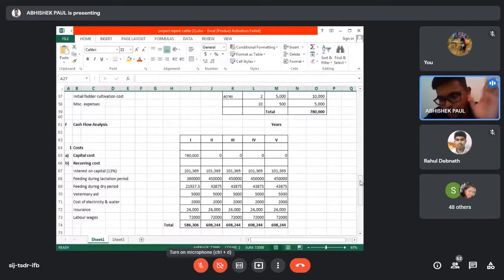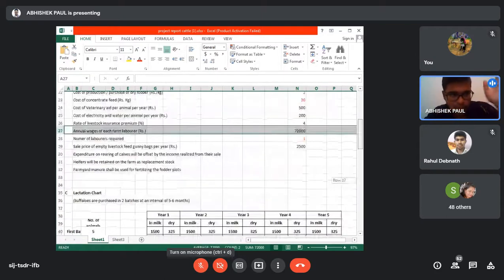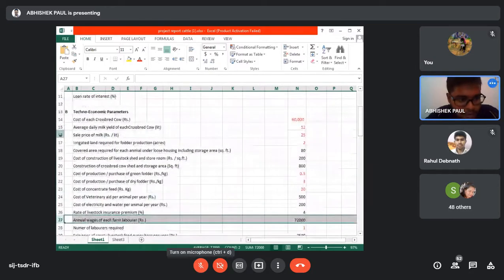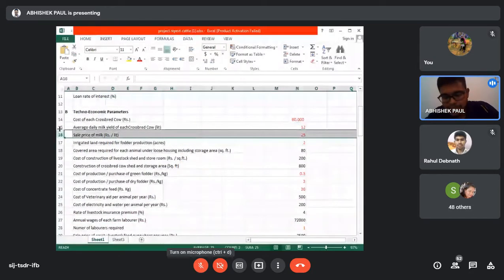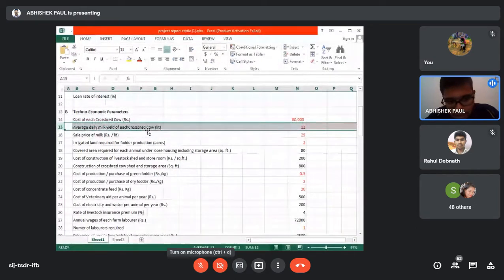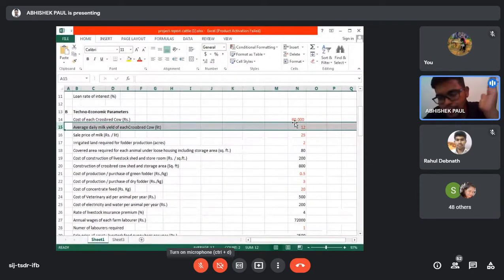These are the two inputs, and the output is the milk. So remember, the input is the different fixed costs and the different variable costs, and the output is the selling of the milk. Now how to calculate the milk? As per this assumption, we have assumed the average milk yield of each cow will be 12 liters, meaning the animal will produce 12 liters of milk in a day.